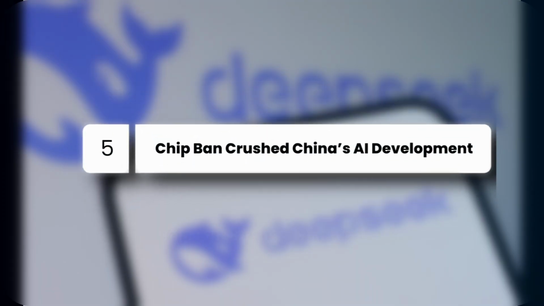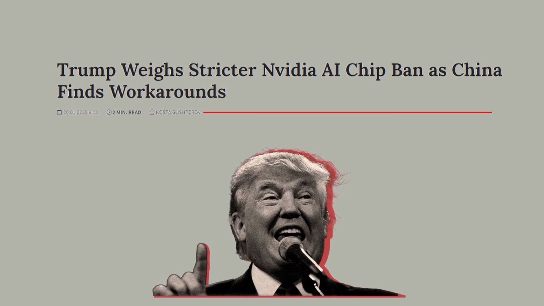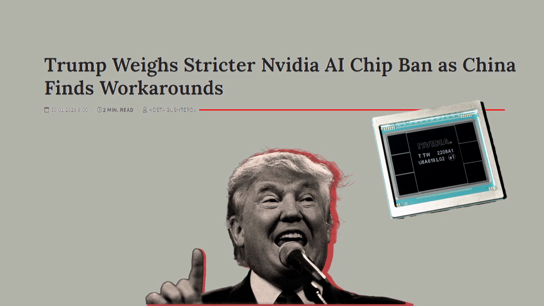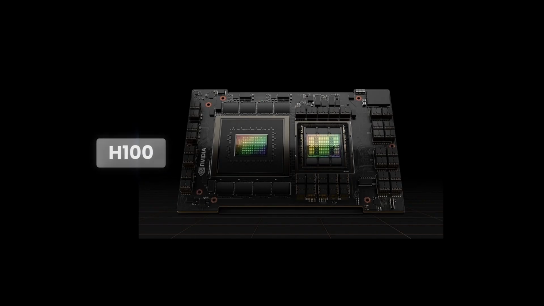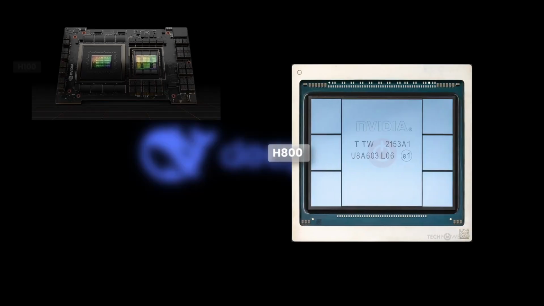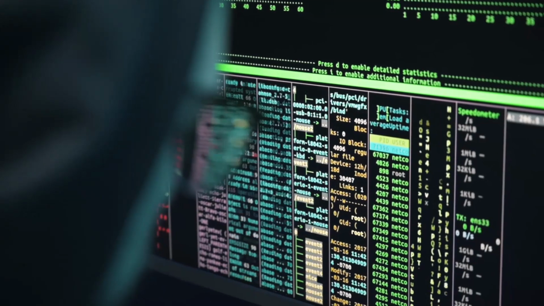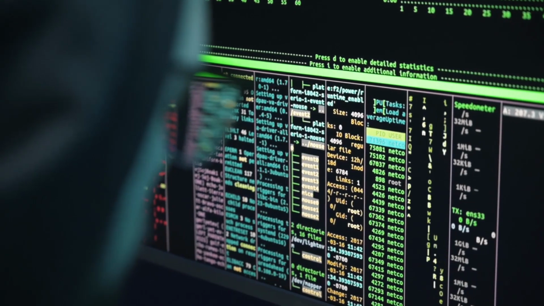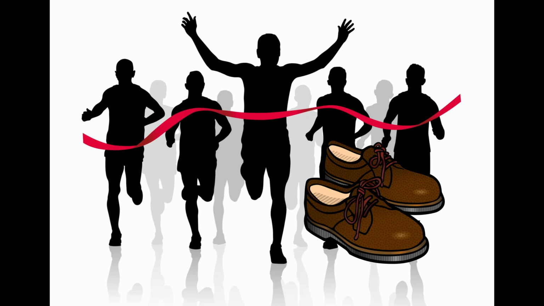Myth number 5. The US chip ban crushed China's AI development. The US banned Nvidia's best AI chip H100 from being sold to China, but DeepSeek still managed to train its model. How did DeepSeek bypass the ban? Instead of using H100 chips, DeepSeek used H800, a weaker version that is still allowed in China. To compensate for the slower memory speed of H800s, DeepSeek engineers rewrote their AI software in a low-level programming language to improve the performance. It's like running a marathon with heavy shoes.